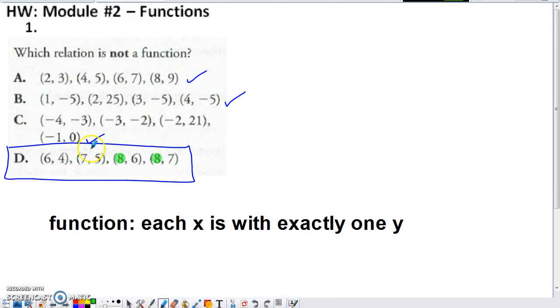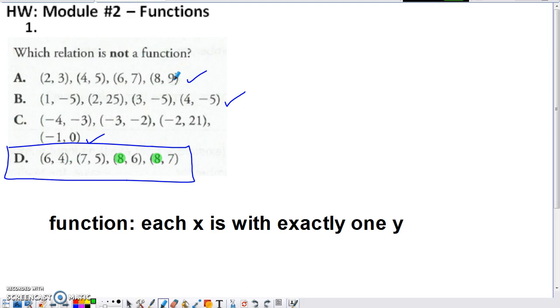And if you look at this first option A, 2 is only with 3, 4 is only with 5, 6 is only with 7, 8 is only with 9. None of the x's are repeated and being matched up with more than one y. Letter A is definitely a function.